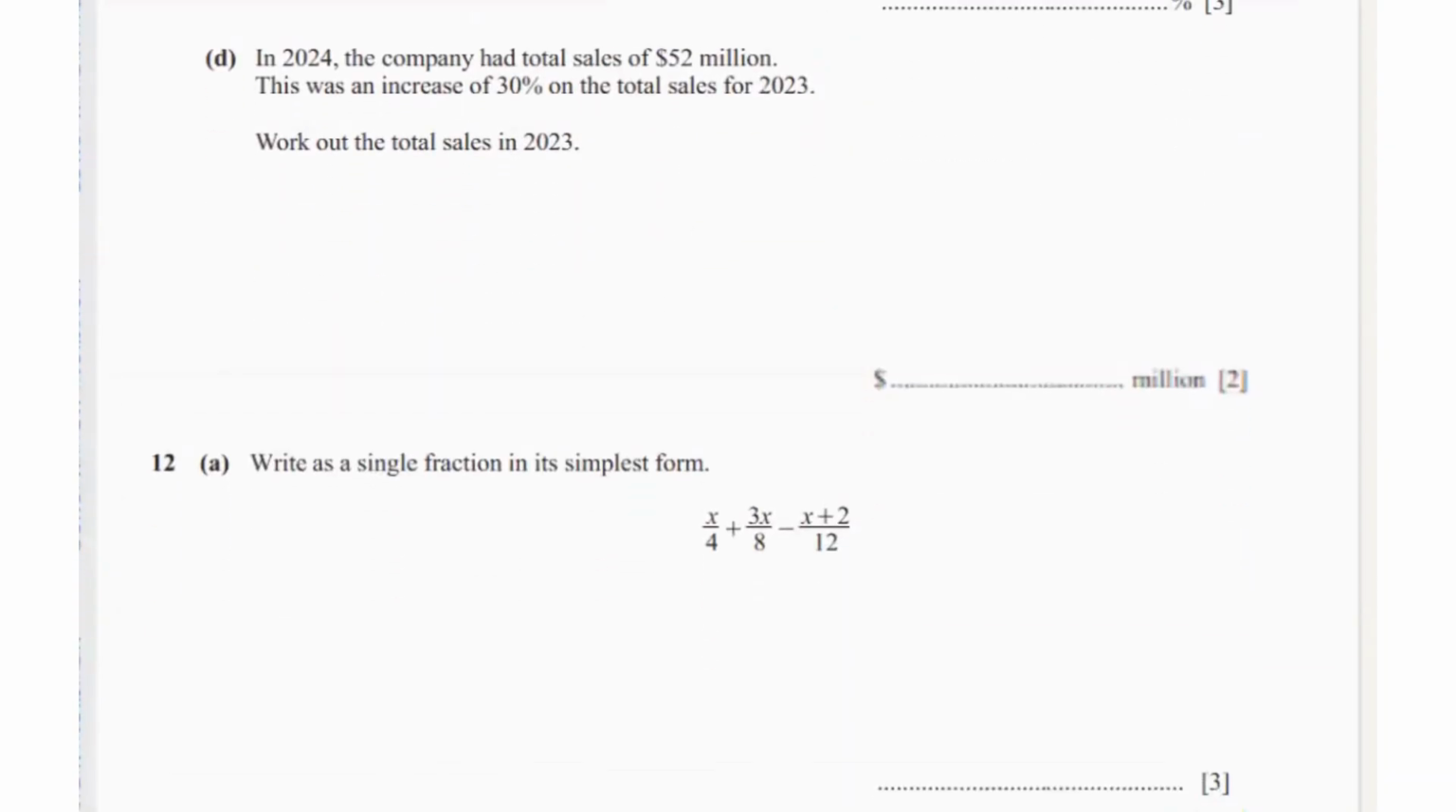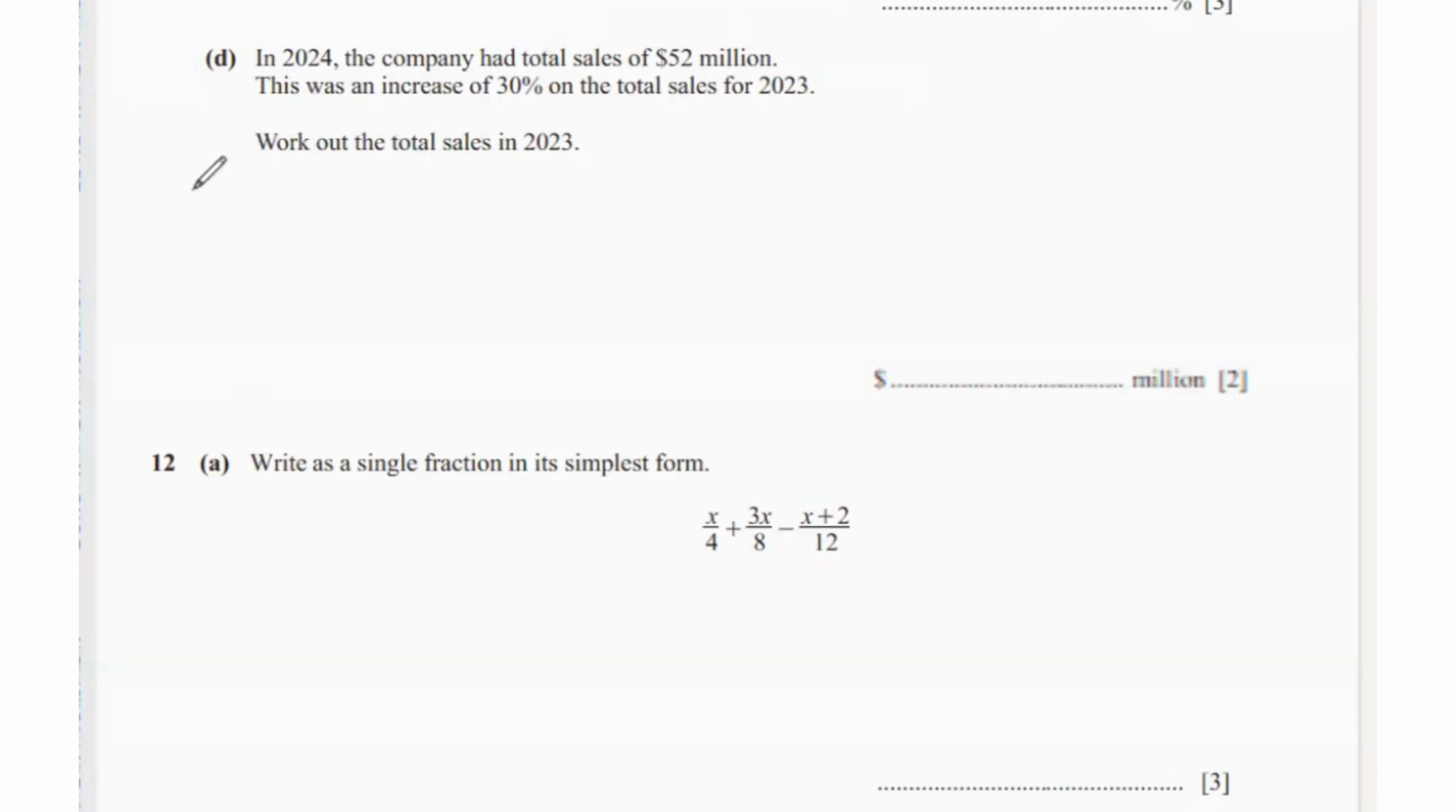Remember, when you're solving these questions, the main thing you need to know is how to simplify a fraction. And to simplify a fraction, remember your times table. Part D, in 2024, the company had total sales of $52 million. This was an increase of 30% on the total sales for 2023. Work out the total sales in 2023.